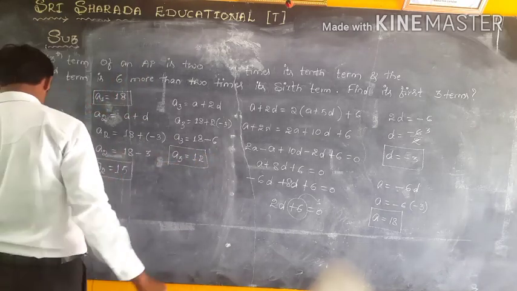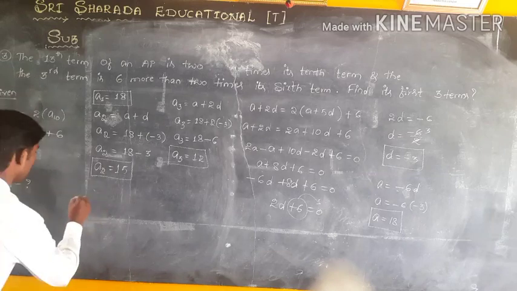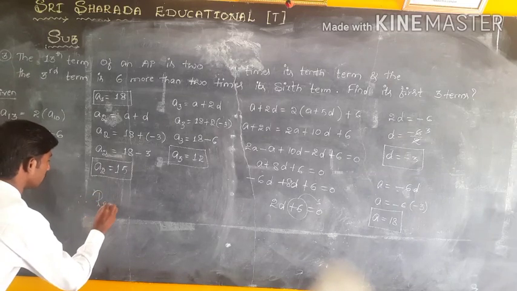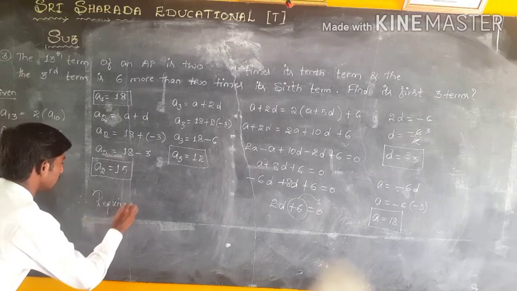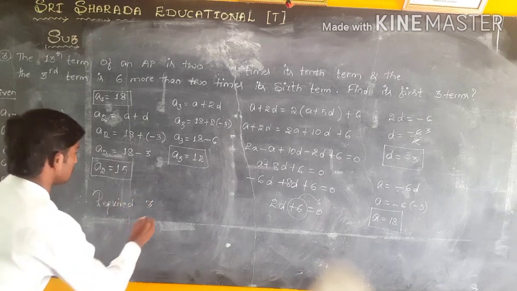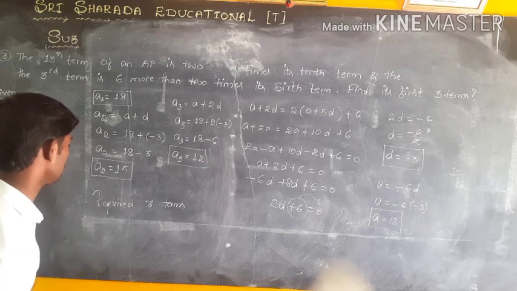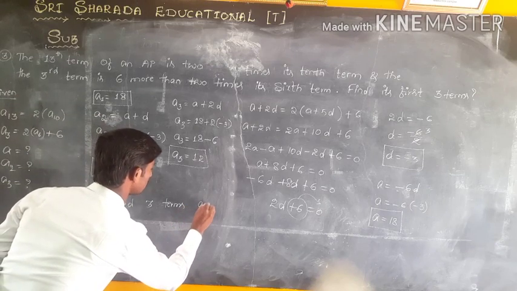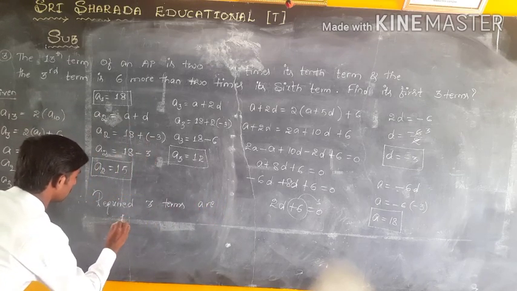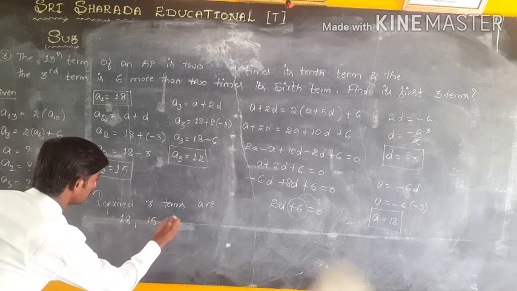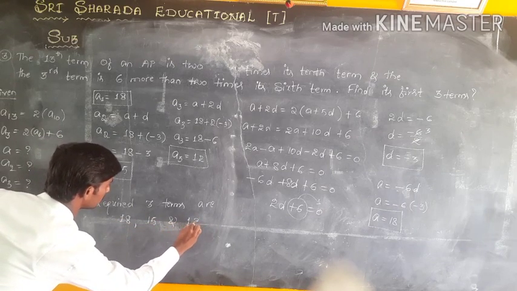So finally, the required 3 terms are 18, 15 and 12.